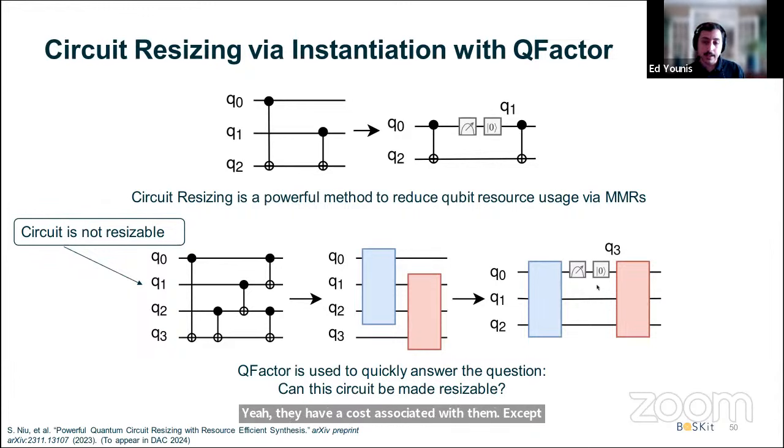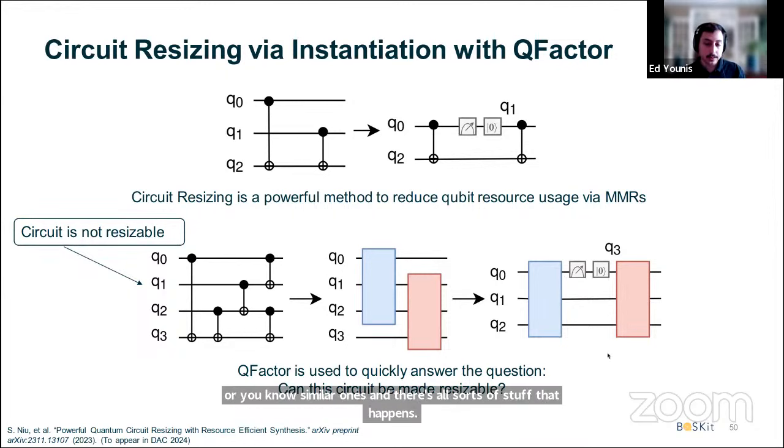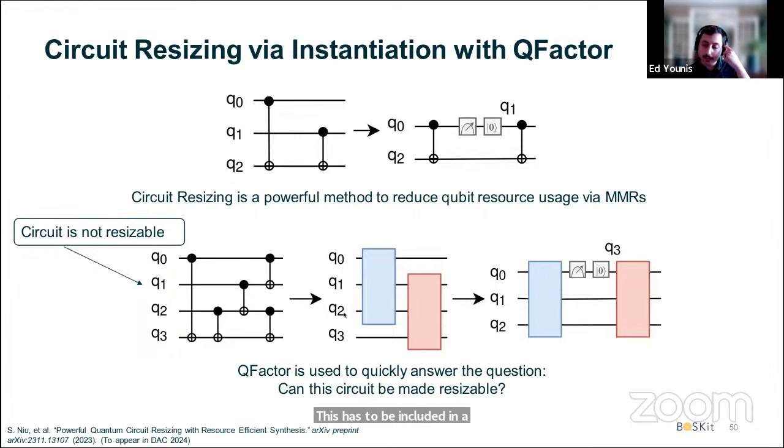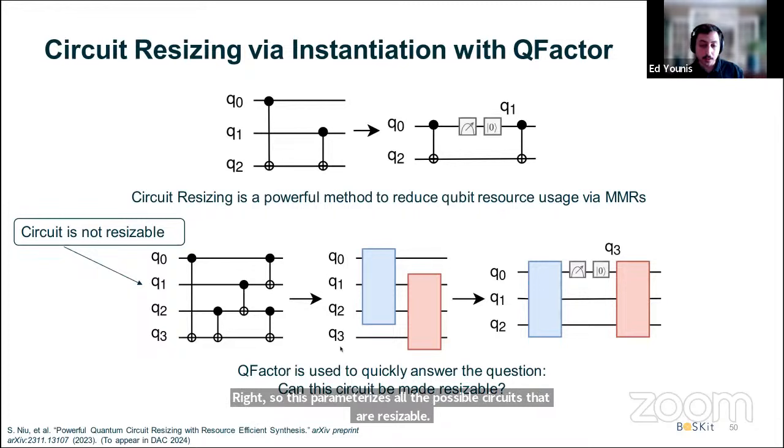In fact, they take a long time to execute on most hardware, and they also introduce a lot of errors in the sense that, if the frequencies of your qubits are very close by, you might be measuring one or similar ones, and there's all sorts of stuff that happens. This has to be included in a model in how you do this, right? So this parameterizes all the possible circuits that are resizable, with Q0 and Q3 being the ones that you're mapping onto the same physical qubit.